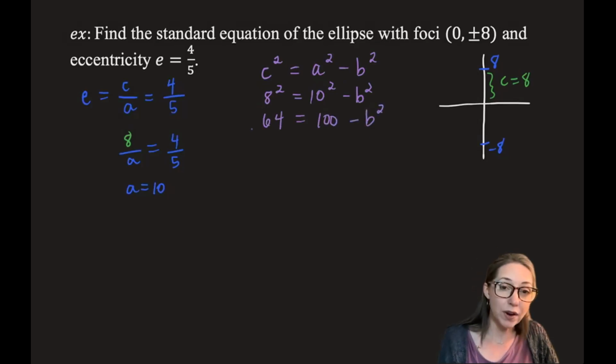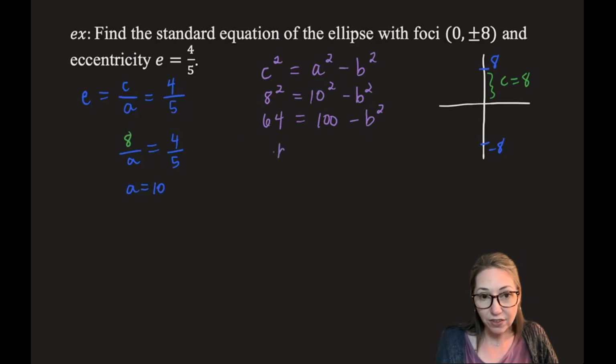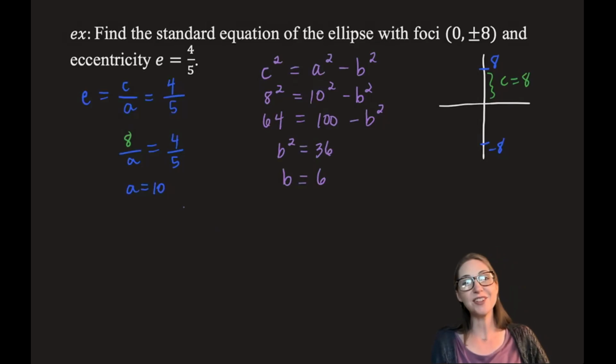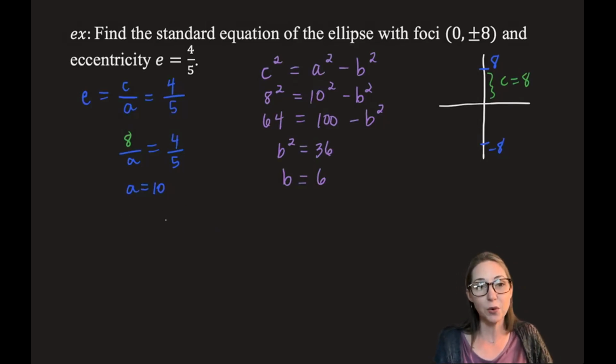If we add B squared to both sides just to make it positive, and put it on the left, we'll have B squared is equal to, and I'm going to subtract 64 from both sides, 100 minus 64, which is 36. So therefore B is equal to the square root of 36, or 6. That's the distance from the center to the endpoint of the minor axis, right? And that's all the information that we need in order to write the equation of this ellipse in standard form.